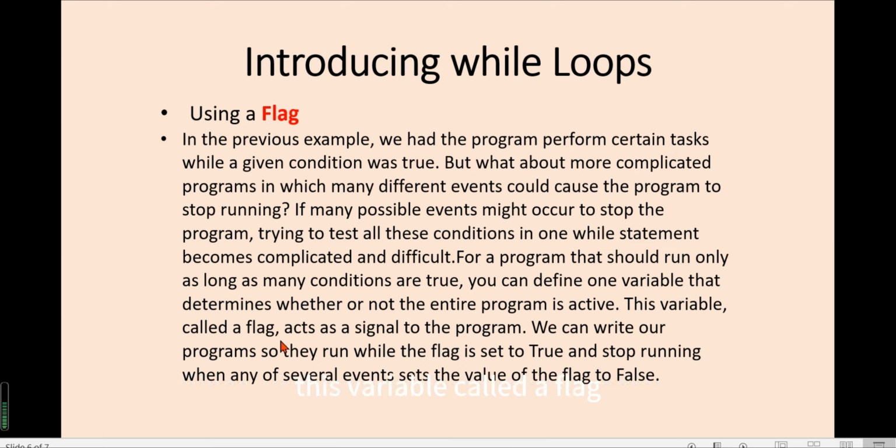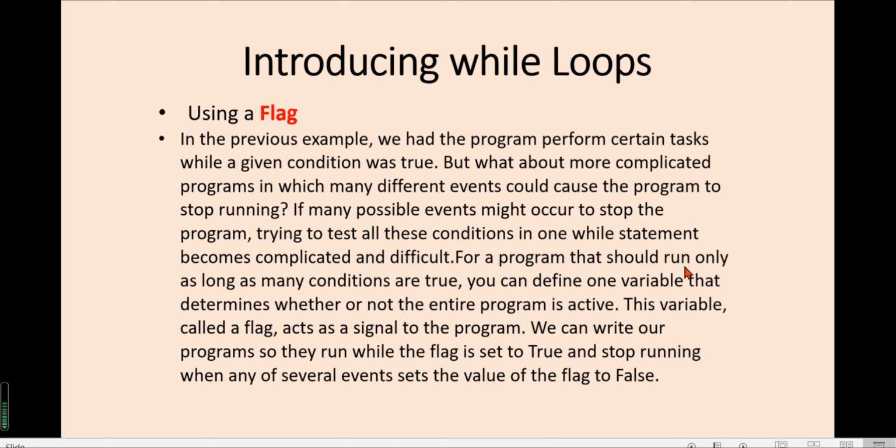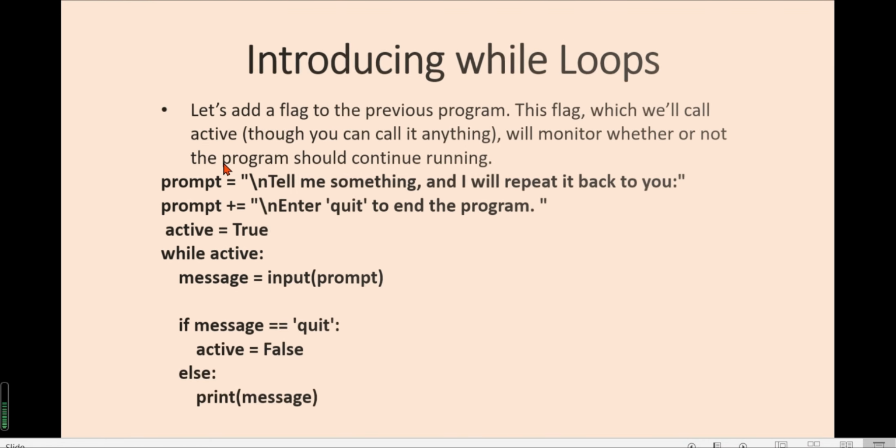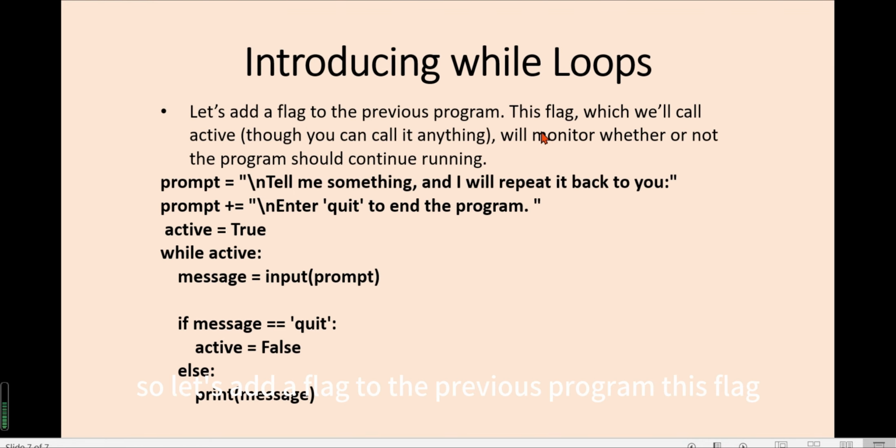This variable, called a flag, acts as a signal to the program. We can write our programs so they run while the flag is set to true and stop running when any of several events sets the value of the flag to false. So let's add a flag to the previous program. This flag, which we will call active, although we can call it anything, will monitor whether or not the program should continue running. So the same prompt variable, and now we assign a variable called active to true.